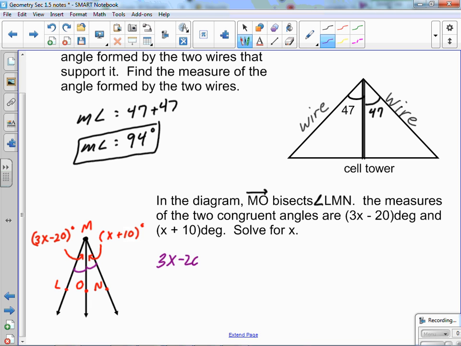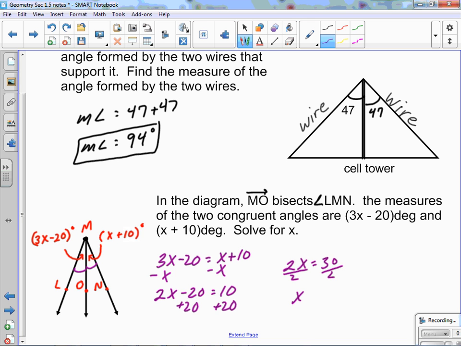3x minus 20 should equal x plus 10. And then it's just solving for x from here. So subtract the x. 2x minus 20 equals 10. Add 20 to both sides. Give us 2x equals 30. And divide by 2. X is going to equal 15.